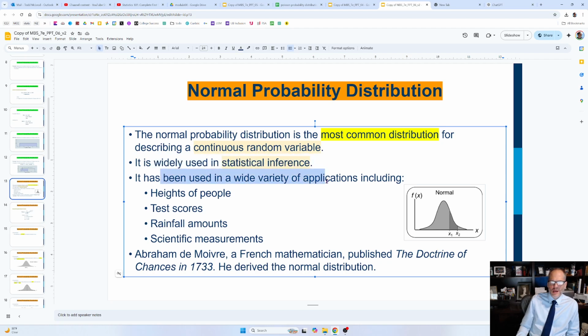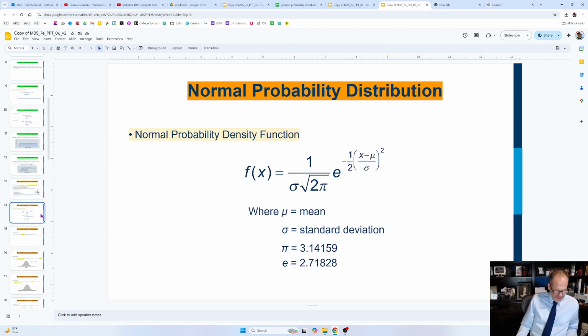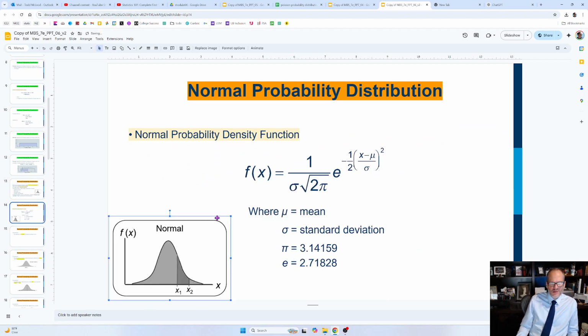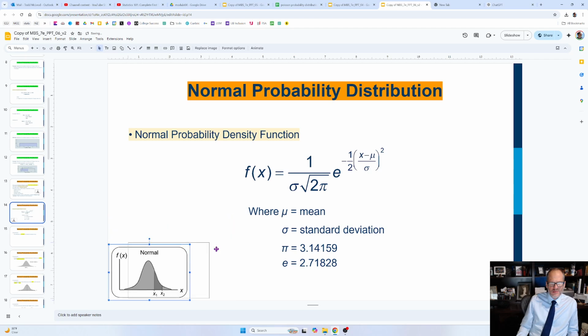It has been used in a wide variety of applications, including heights of people, test scores, rainfall, scientific measurements, and this is where it came from. The normal probability density function, so we'll just keep this here just as a reminder of the kind of shape we're dealing with here, and I'll make it a little bit smaller. I'll actually put it over on this side just because. There we go.